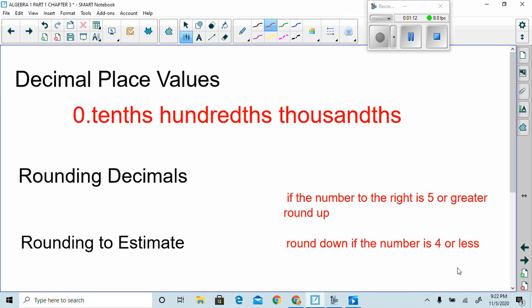So when I look at a number, I can have any number. I could have 7 and 28 hundredths. When I look to the right of that decimal, I have tenths, hundredths, thousandths, and so on. I can go to 10,000ths, 100,000ths, and more. So we're going to be rounding them, and the key to rounding is if the number to the right of the number that you're rounding to is 5 or greater, you round it up, and if it's less than 5, or should I say 4 or less, you're going to be rounding down. So we're going to be using rounding as a form of estimation.